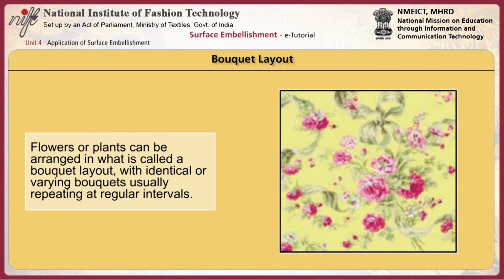Bouquet layout. Flowers or plants can be arranged in what is called a bouquet layout, with identical or varying bouquets usually repeating at regular intervals. A 5-point bouquet is a layout arranged so that when the fabric is cut to cover a sofa cushion, one bouquet is in the center and a quarter of a bouquet shows at each corner of the cushion.